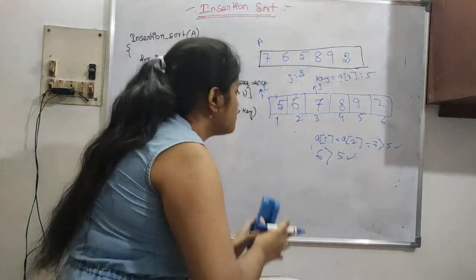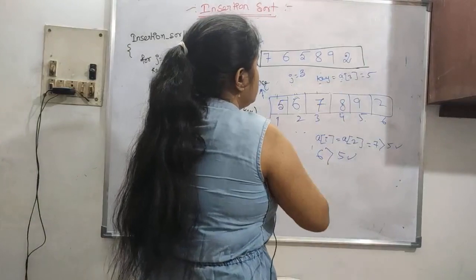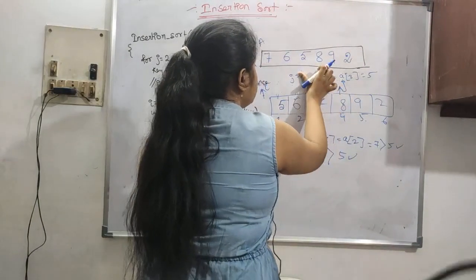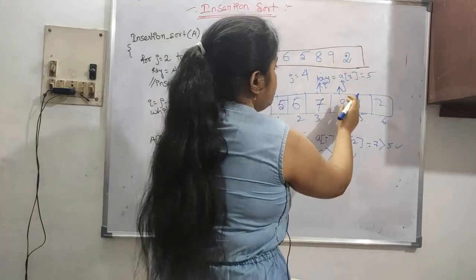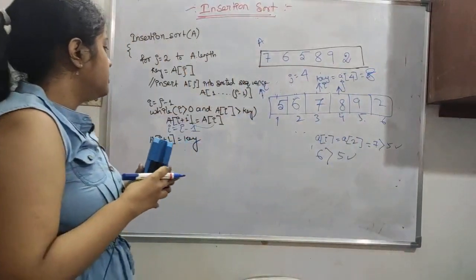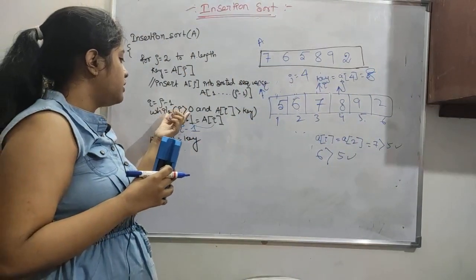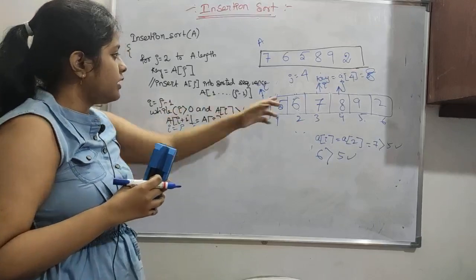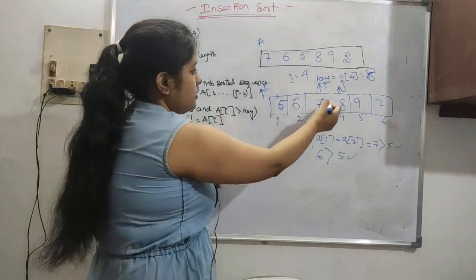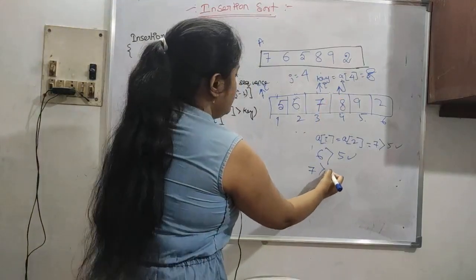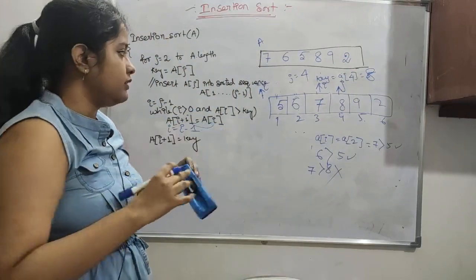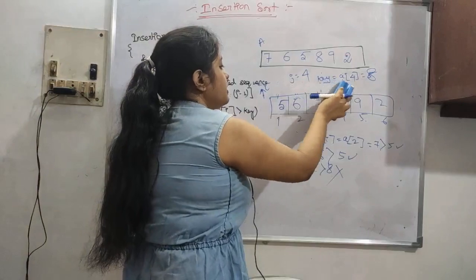So now let's move on to here. Our j is pointing here, I is pointing here. So j is 4. A of j means 8. Okay, so now let's see. I is greater than 0, yes, I is greater than 0, and A of I means what? 7. 7 is greater than key. Key means 8. No, the condition is failing, so we don't have to do anything. We don't have to go inside the while loop.